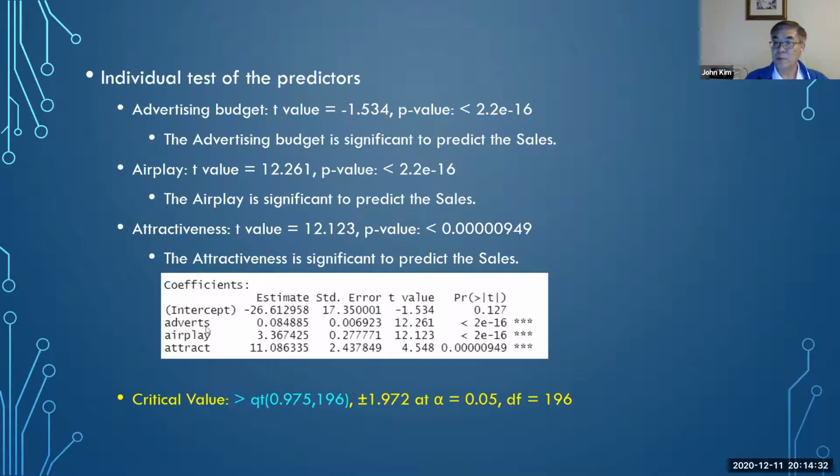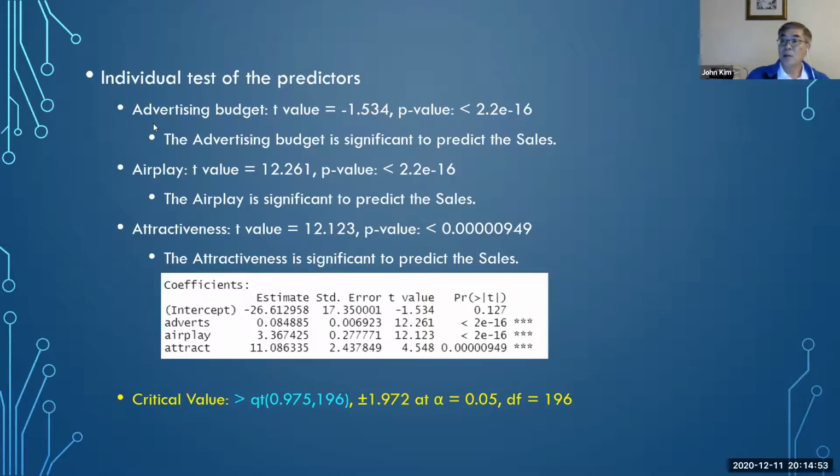For the advertisement variable, the t-test statistic is now 12.261. Outside, this one outside, this one also outside. So they all are significant.